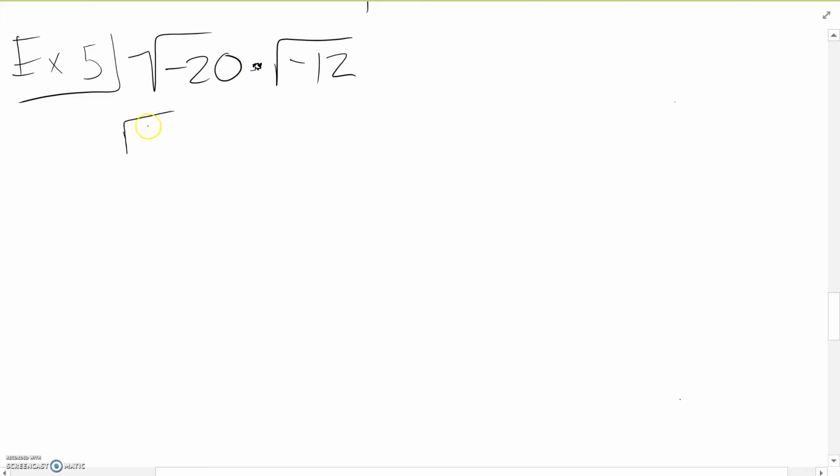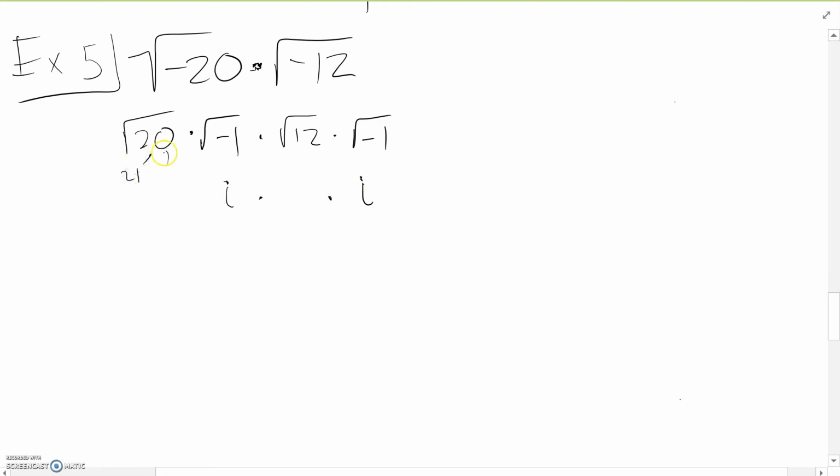So this is the square root of 20 times the square root of -1 times the square root of 12 times the square root of -1. So I'm just taking the -1s out of each piece individually. And then I need to break down 20. And this is just i, right? We're just going to go right ahead and do that right now. i.